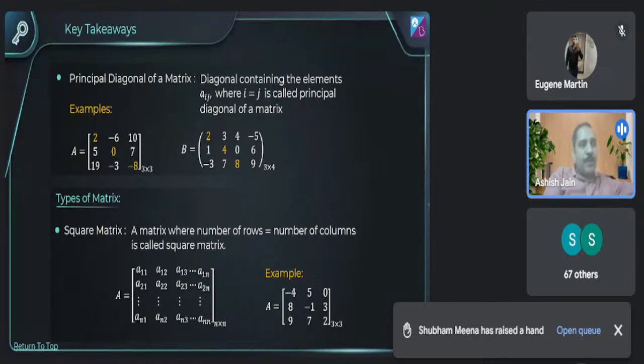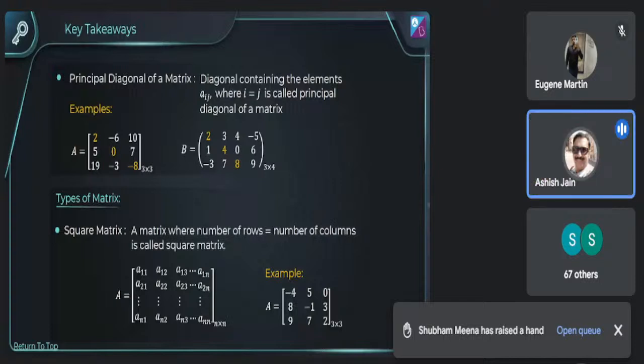तो उस पोजीशन पे जो एलिमेंट्स हैं, in the first matrix we have element 2 at first row first column, element 0 at second row second column, and element -8 at third row third column, where the value of i is equal to j. This is called the principal diagonal. Clear hai?